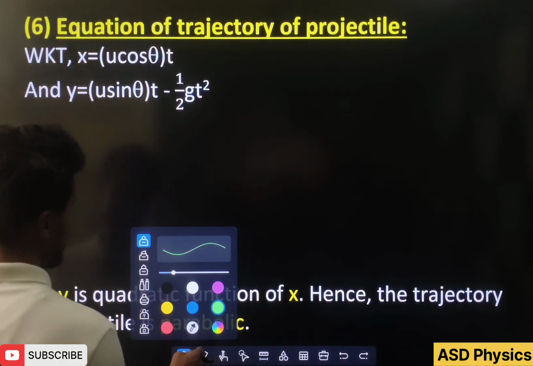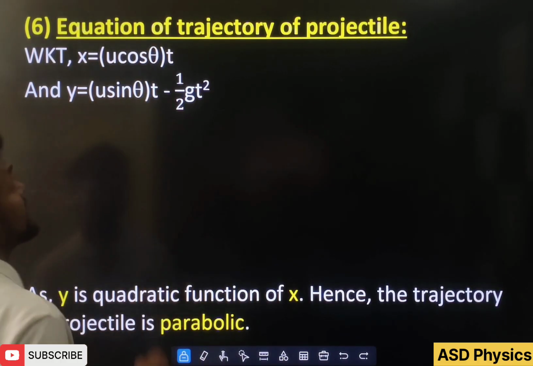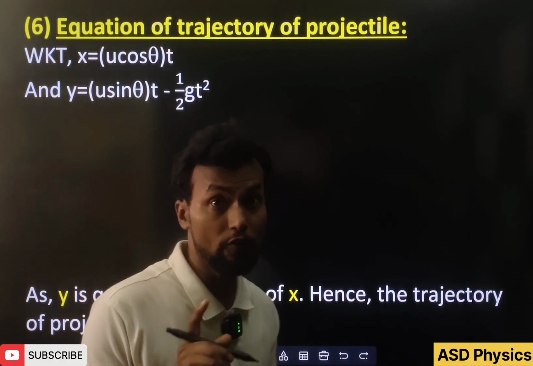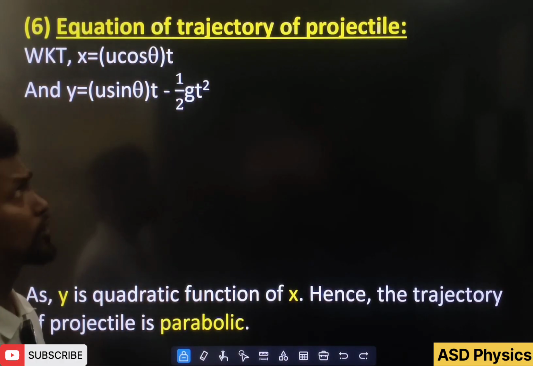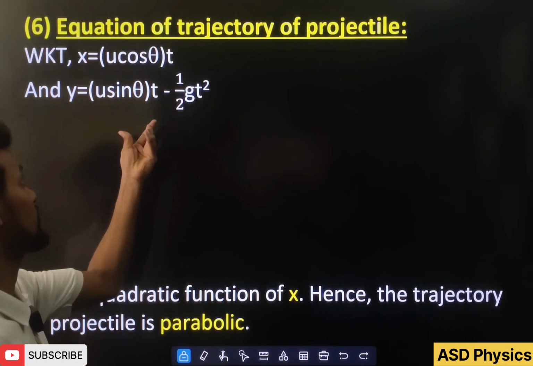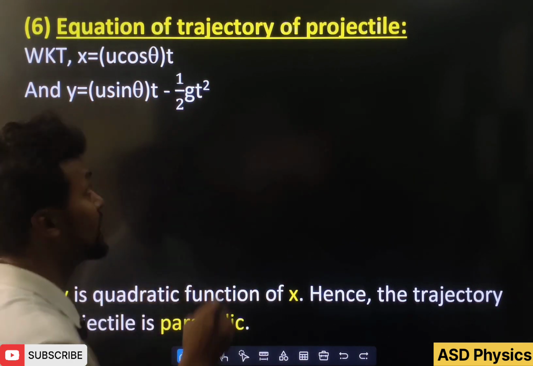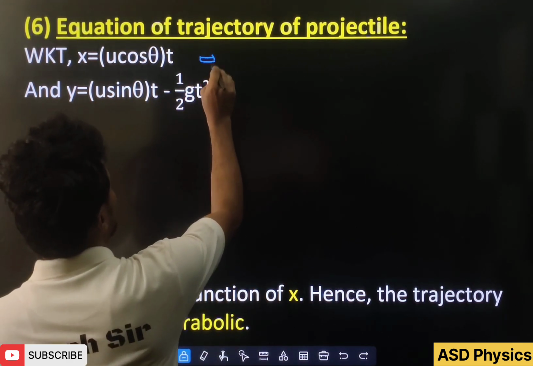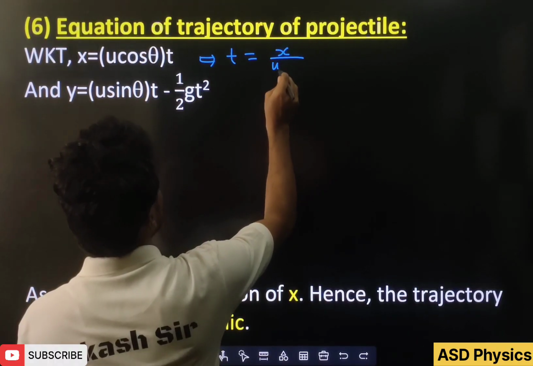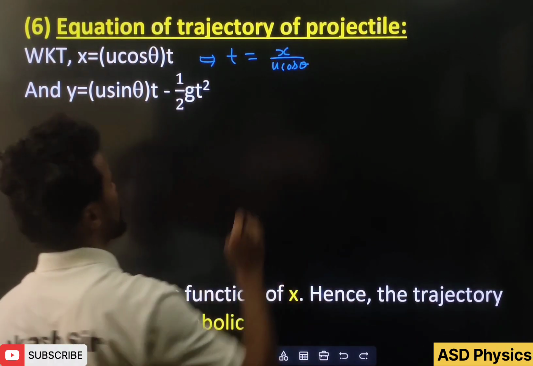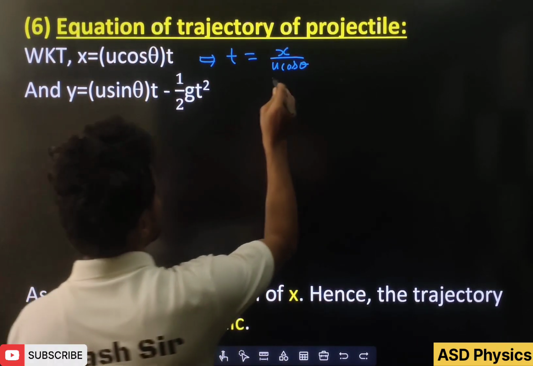Now let's see, students, we are going to see this one here: the equation of trajectory of projectile. Now this is the sixth important term we know very well. x equal to u cos theta t, second equation, y equal to u sin theta t minus half g t square. So from here, if I write the value of t, it will become x by u cos theta.